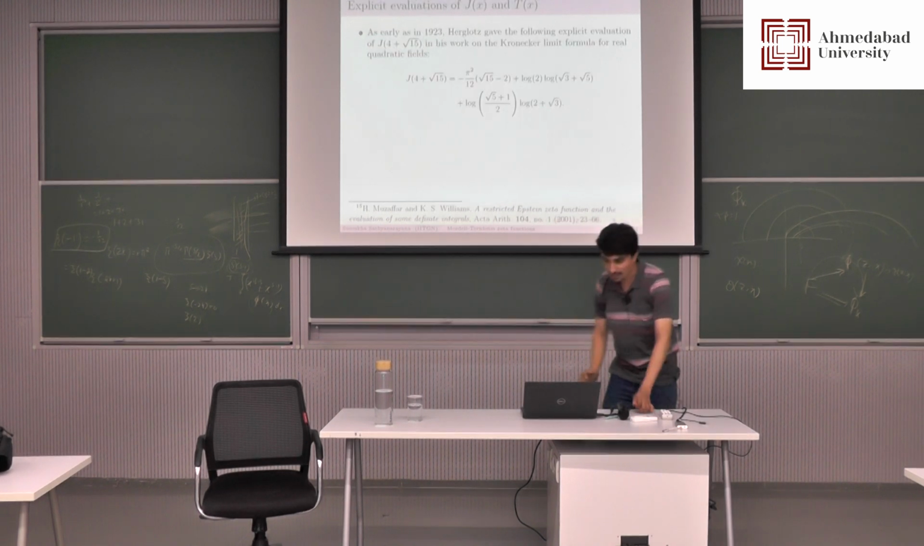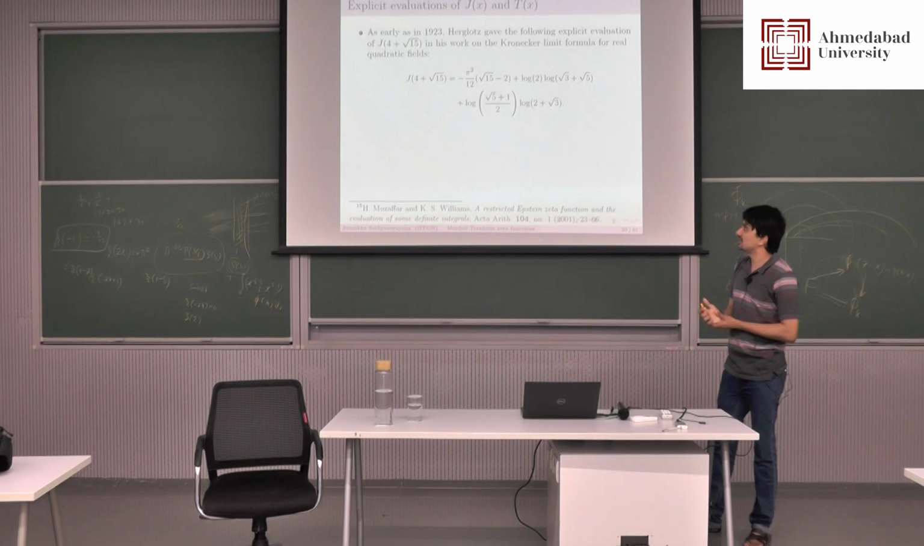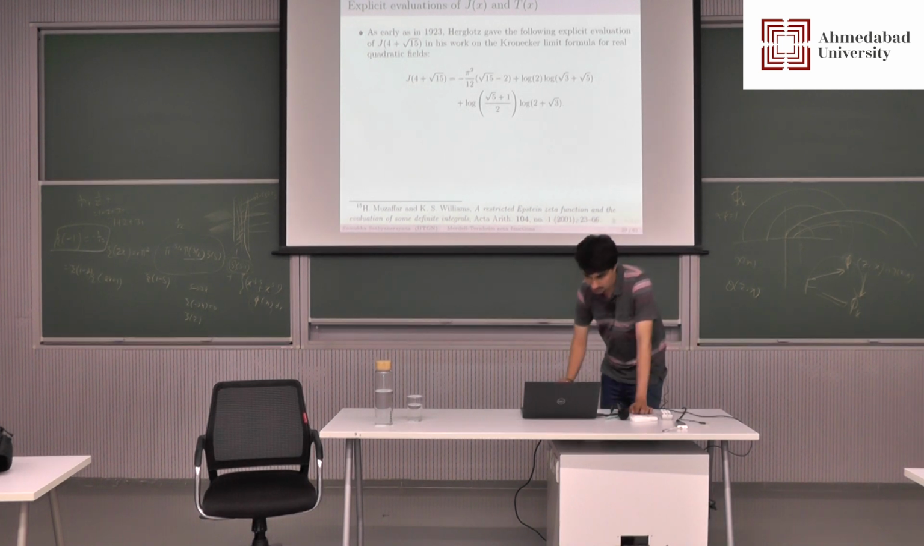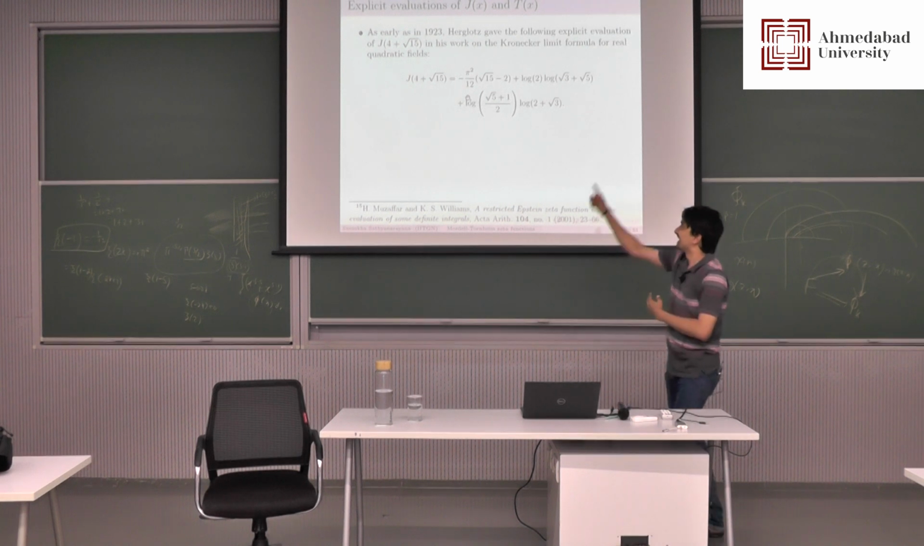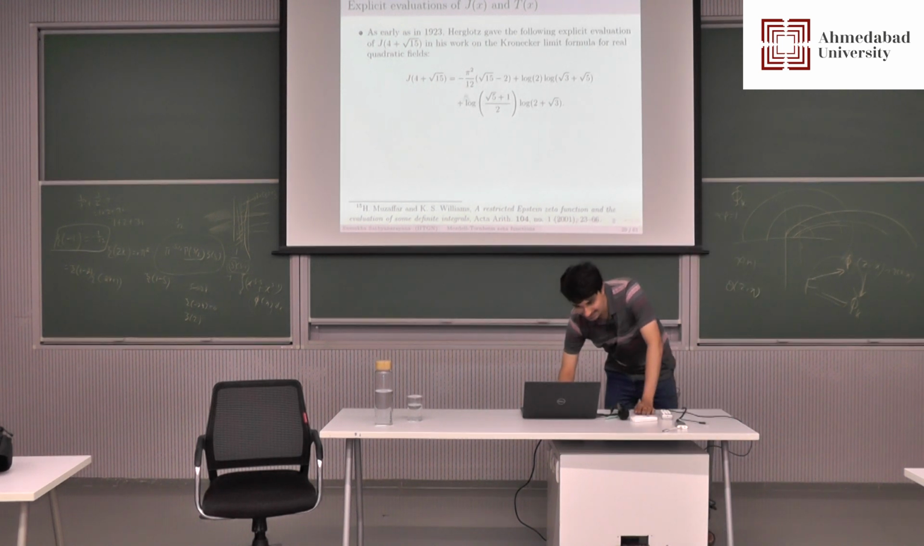So Herglotz, when he considered his function, along with that he studied this integral J also, for 4 plus root 15. It's a quadratic number. For this, he was able to get a value. See how complicated it is. He was able to get it for only this value. He has done it only for this.